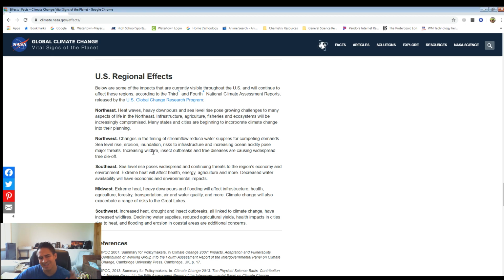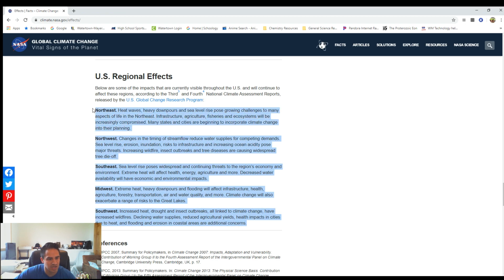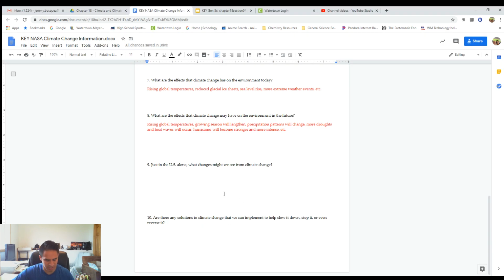In the Northwest, that's like Washington, Utah, places like that. Changes in the timing of stream flow reduce water supplies for competing demands. Sea level rise, erosion, inundation, risks to infrastructure, and increasing ocean acidity pose major threats. Increasing wildfire, that's not very good. Wildfires occur like every summer over in the Rockies and stuff, so increasing wildfires is not good. Insect outbreaks, tree diseases. Okay, so pretty much all this stuff here is what we're looking for. So here's what I'm going to do. I'm just going to copy paste this, and then we can trim it up a little bit on our worksheet. So let's go back to our worksheet here, and let's paste this in.